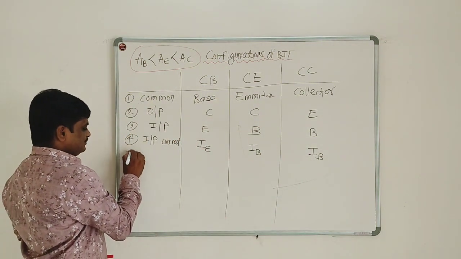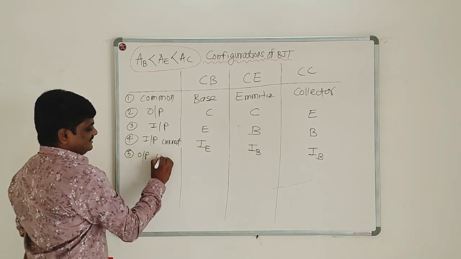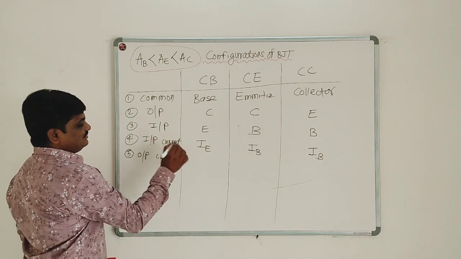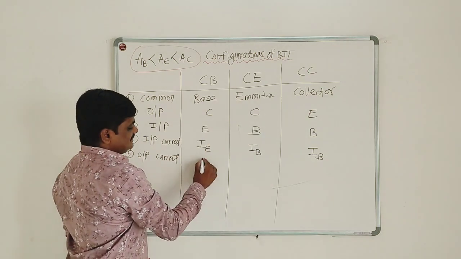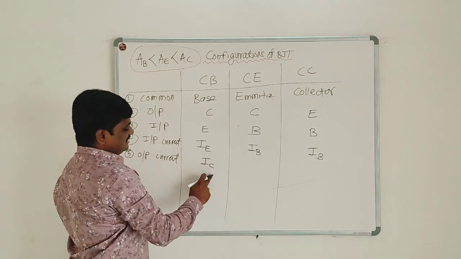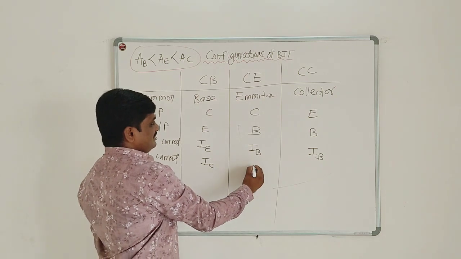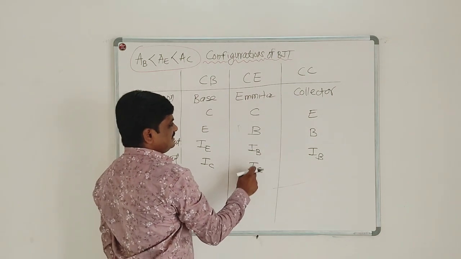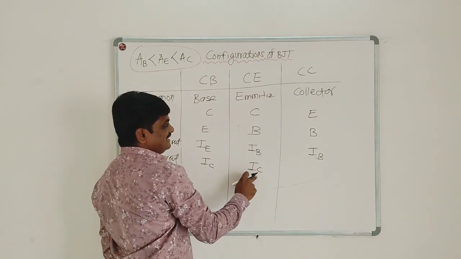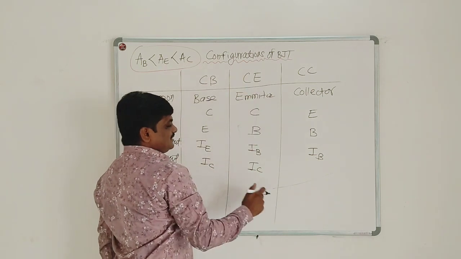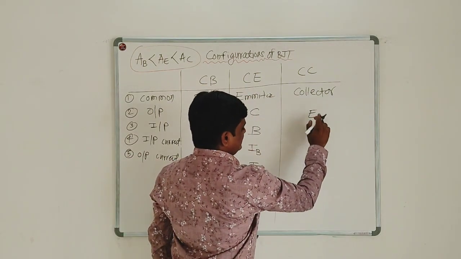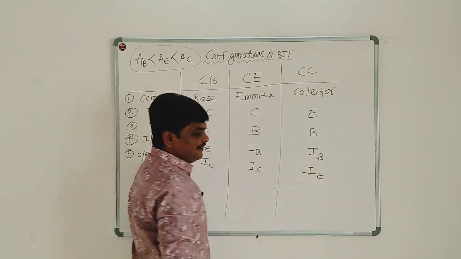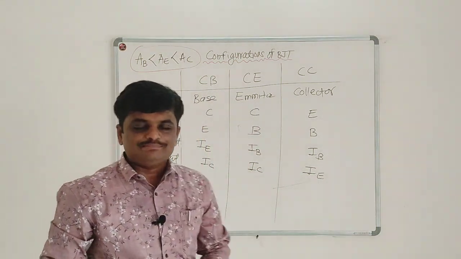The next, output current. If you consider the output current, it is the current flowing through the output terminal. Here in common base configuration, the collector terminal is the output terminal. So that is why IC is the output current. Again in common emitter configuration, the collector is the output terminal. So collector current is the output current in common emitter, and in common collector configuration, the emitter current is the output current. So this is very simple.